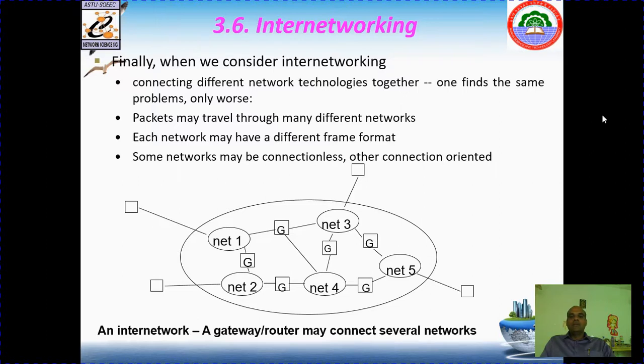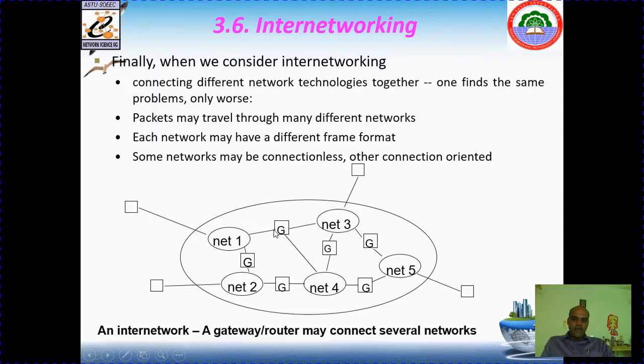A packet may travel through many different networks. Each network may have a different frame format. That's why I'm saying two different networks, two different architectures, two categories of networks. Some networks may be connectionless and some are connection oriented. So when information is transmitted from one category of network to another, we need an interface called a gateway. When the data exits from this network, it has to be converted into the appropriate format so that it can be transmitted through this physical communication channel.